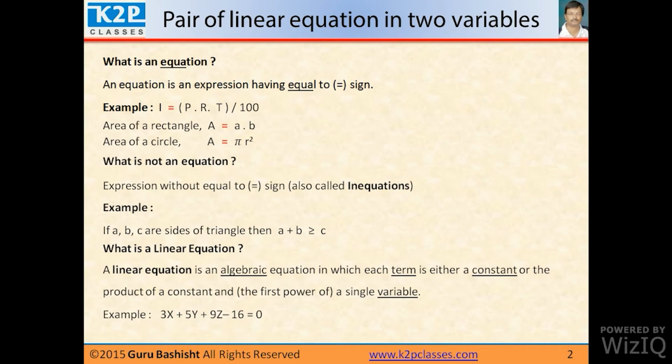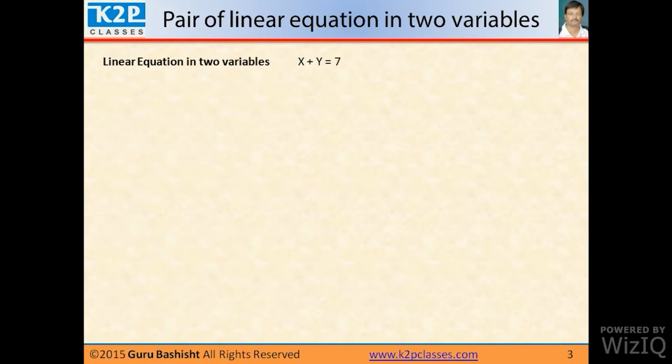Linear in two variables means the equation will have only two variables, like x plus y equal to 7. This is an equation. It is linear and it is in two variables x and y.